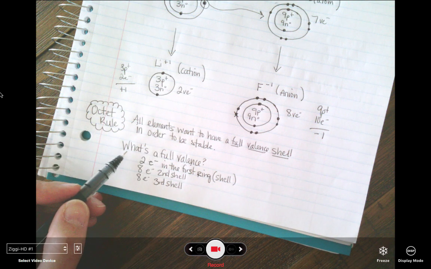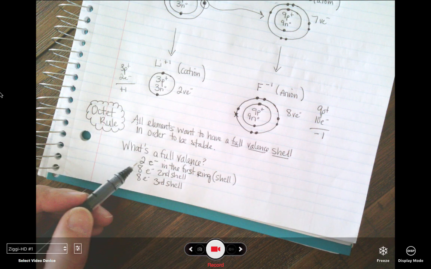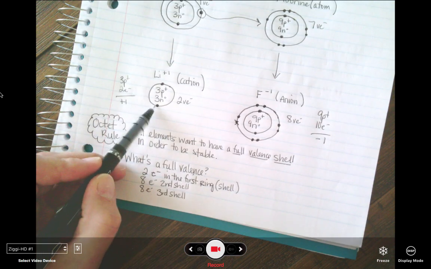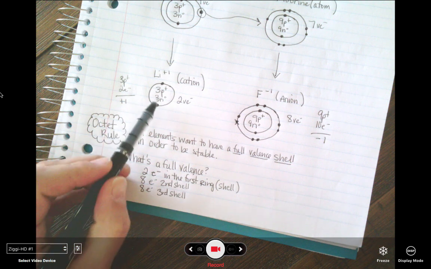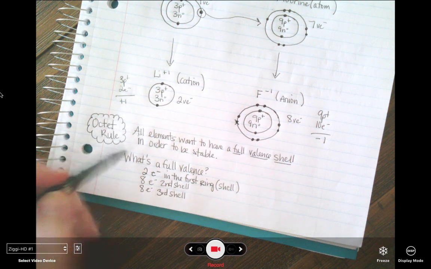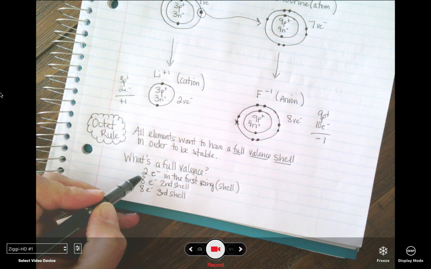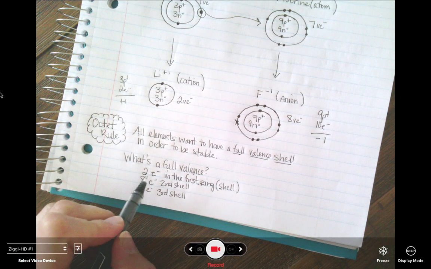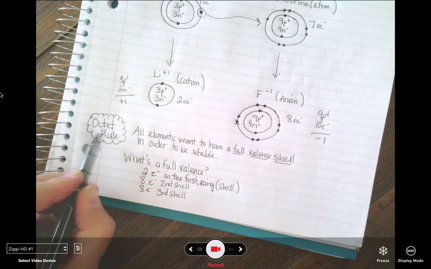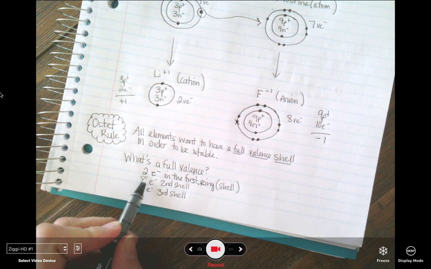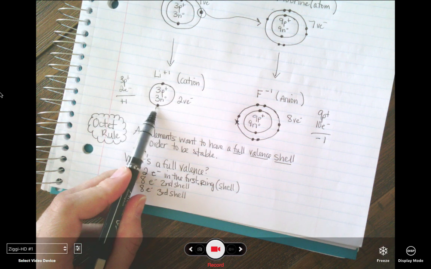So what is a full shell anyways? What is a full valence? If you notice on my lithium, I have 2 electrons, and you're thinking, well, octet means 8, so why does this have 2 electrons? That doesn't make sense. Well, we've already established that for electrons, you can only have 2 electrons in the first ring. And so if you have 2 electrons in the first ring, or shell, that means it's full. So even though the number 2 is not an octet, aka 8, you still have a full valence shell with those 2 electrons. So technically, this has completed the octet rule.